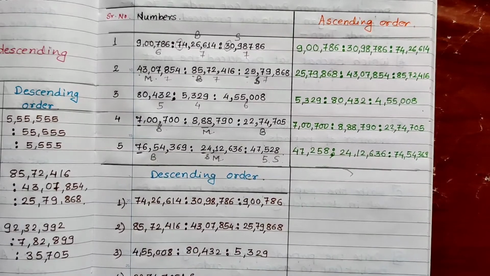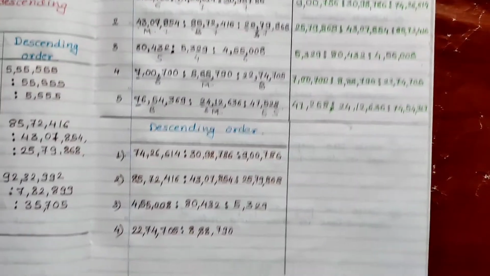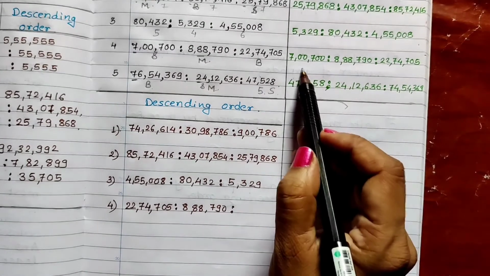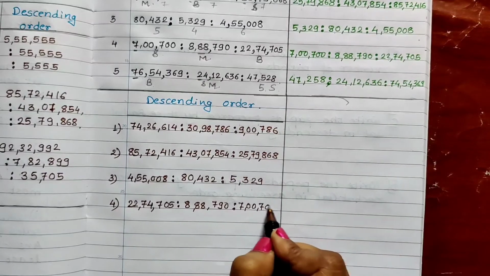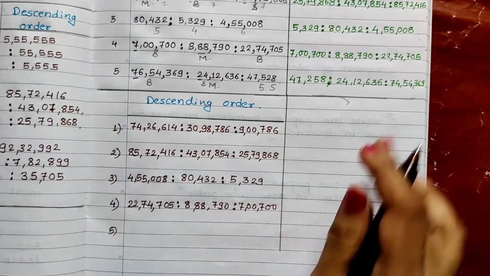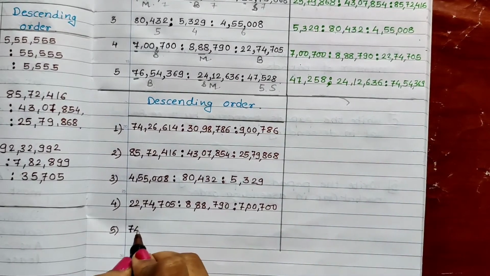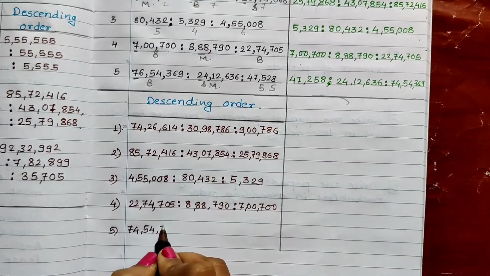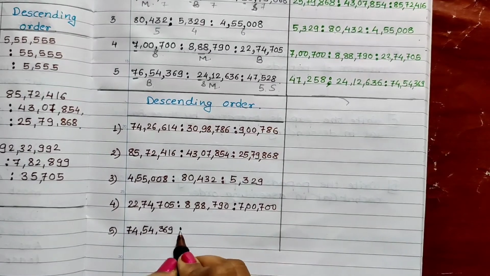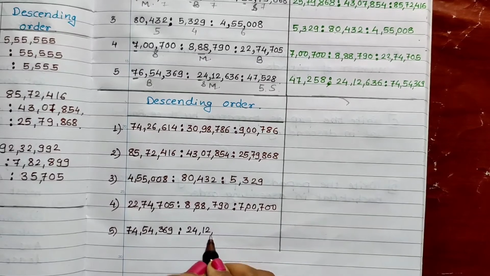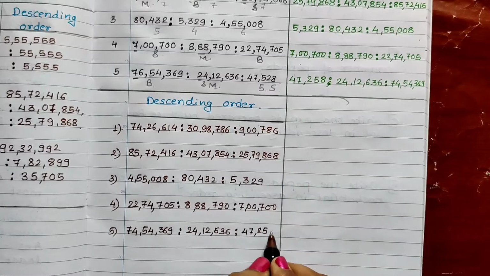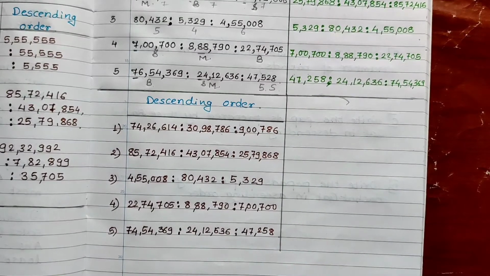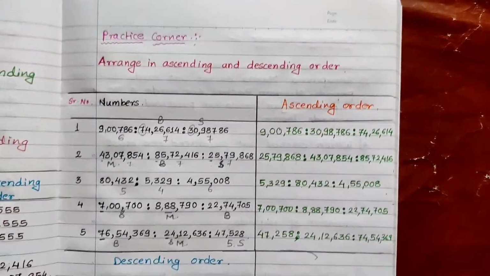Fourth sum. We start from the biggest, 22,74,705. Middle one, 8,88,790, and the smallest one is 7,07,000. Now fifth sum. Again we start from the biggest number, 74,54,369. Middle number will be the same, and then we write the smallest number. In this way you can complete this activity of practice corner.